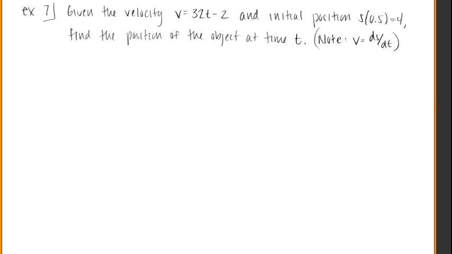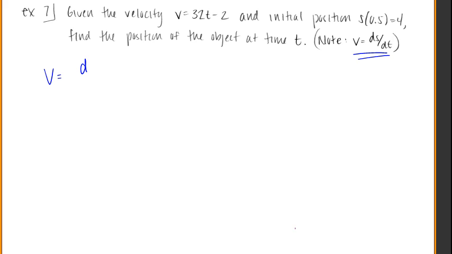Example 7. Given the velocity v equals 32t minus 2 and the initial position, find the position of the object at time t. We have a special note here that v equals ds dt. In this problem, we're going to do just what we did in the last problem. It's all about this note, because v, which is equal to ds dt, is 32t minus 2. So what we have is the derivative.